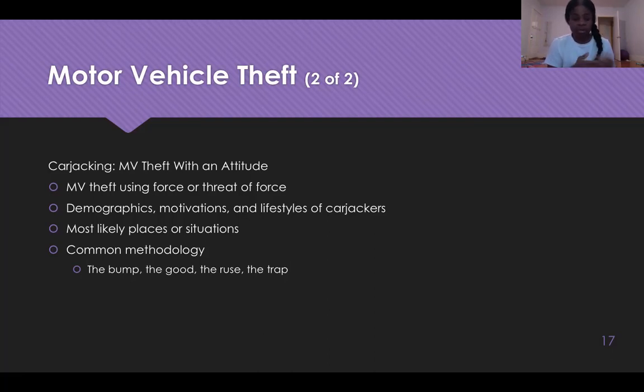Common methodology. Common methods include bumping the victim's vehicle from behind, so the bump. The attacker staging an accident, so the Good Samaritan. The attacker indicating a problem with the victim's car, so the ruse. And the attacker blocking the victim's car in their garage or their driveway, so the trap.